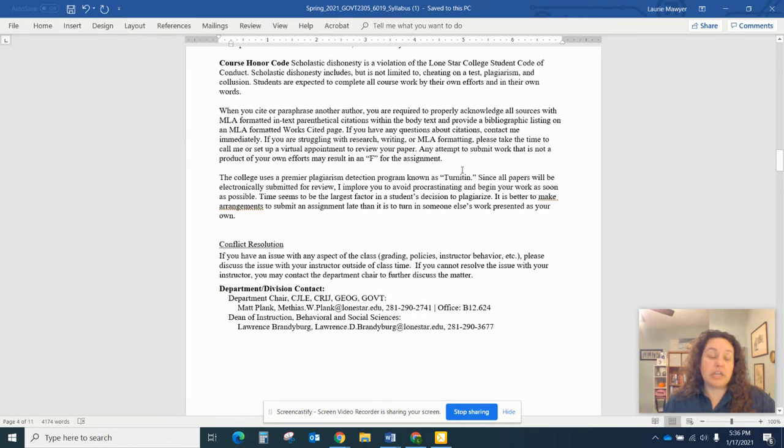Course honor code: don't cheat, don't plagiarize, don't copy and paste from the internet, don't use a paragraph spinner. If you don't know what that is, good for you. Means you're an honest student, I guess. But I do run everything through Turnitin. I do review the Turnitin reports. I'm not just going to be like, oh, Turnitin says 70%, and give you an F. I'll look and see what it is before I make any decisions whatsoever.